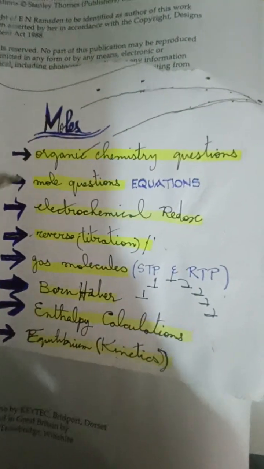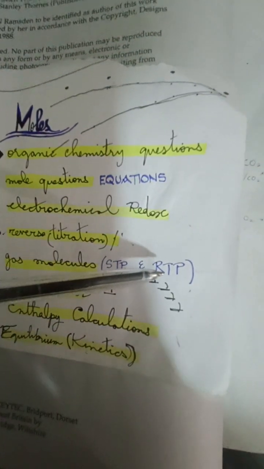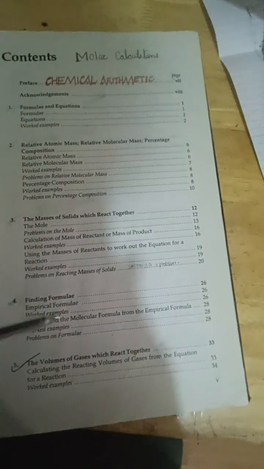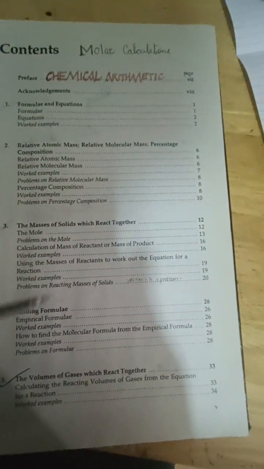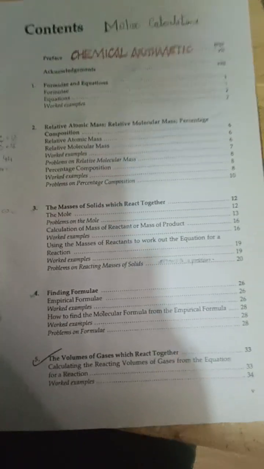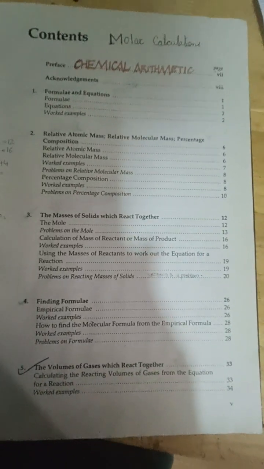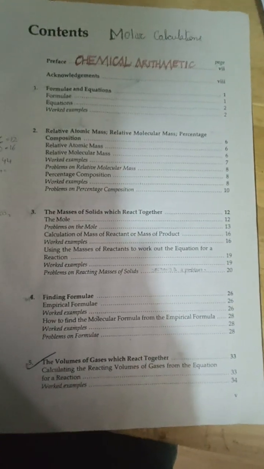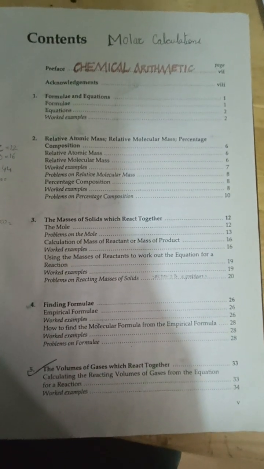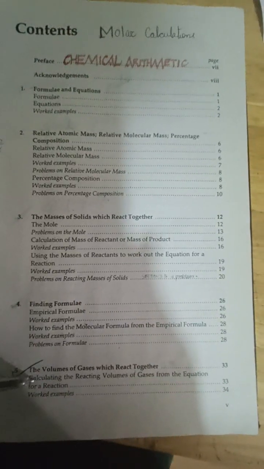And then in the gases, you have STP. In gases, please remember you have two kinds of calculations: standard temperature and pressure, and room temperature and pressure. Room temperature pressure is 24 decimeters cubed per mole, and standard temperature pressure is 22.4 decimeters cubed per mole. Just remember that. Life is about memorizing. No matter how much you dislike it, you have to learn to memorize things in your life.